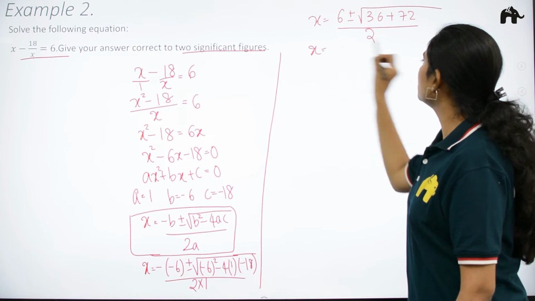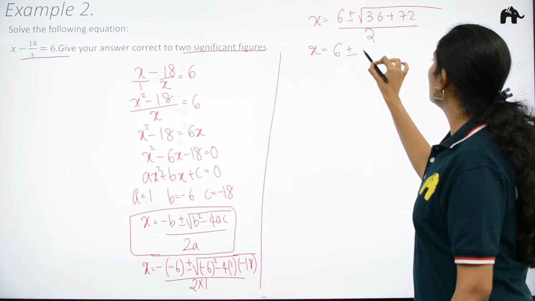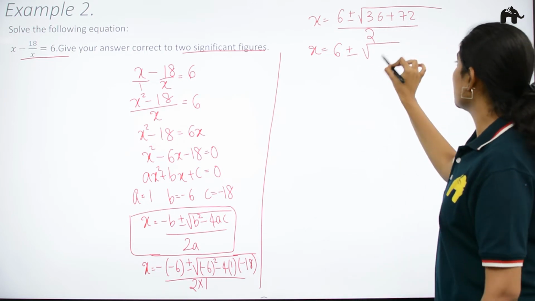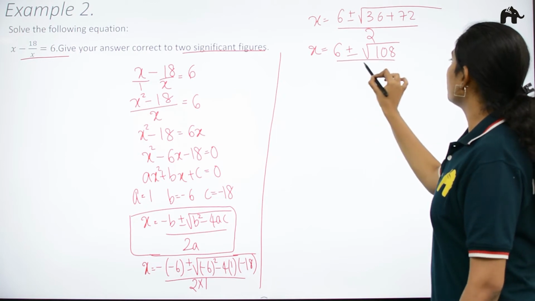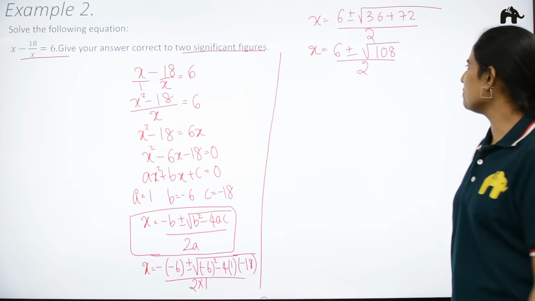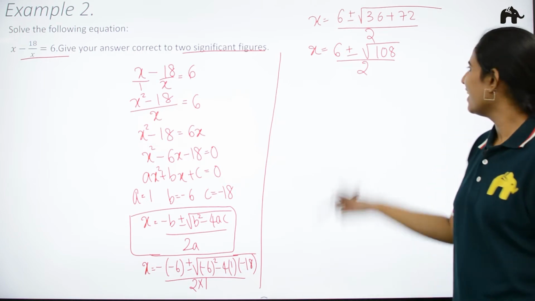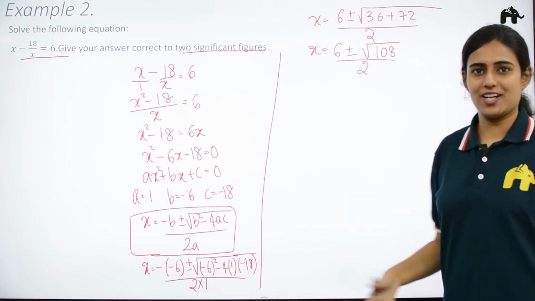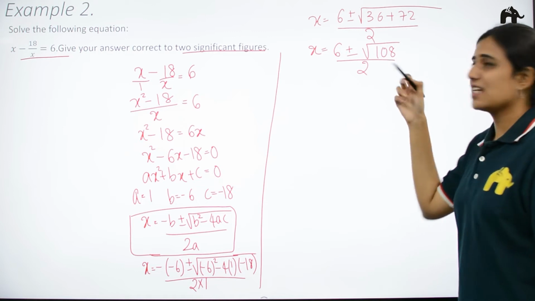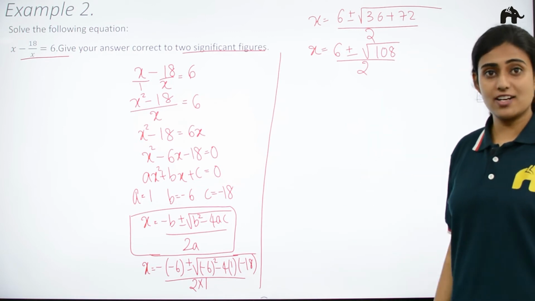x is equal to 6 plus or minus root of 36 plus 72, 108, divided by 2. Now, 108. Is this a perfect square number? No, right? We know 1 square is 1, 2 square is 4, 3 square is 9. Do you get any number that is the square root of 108?